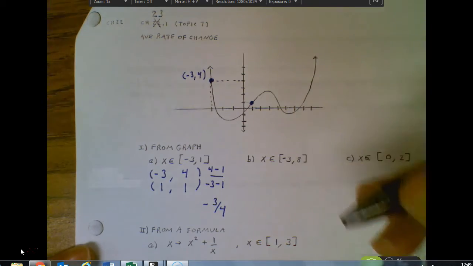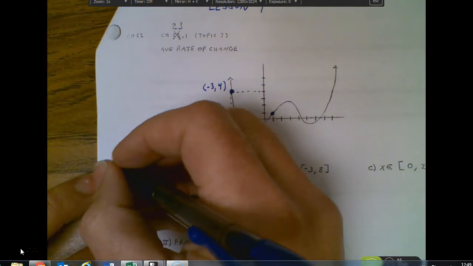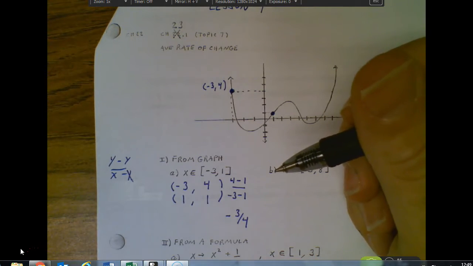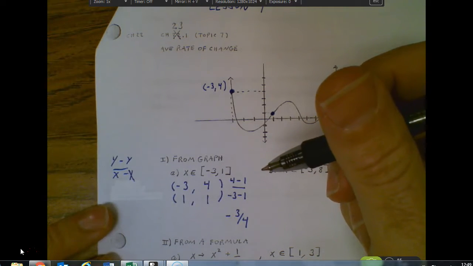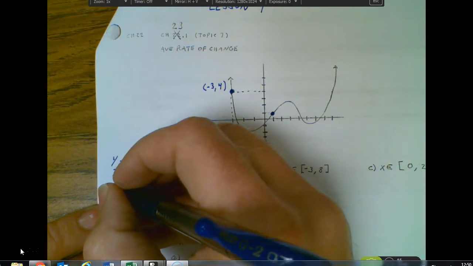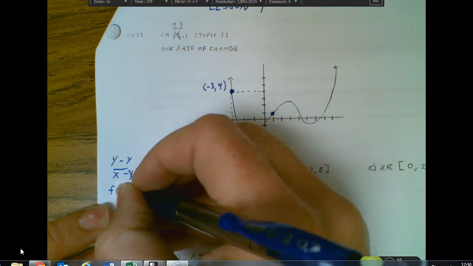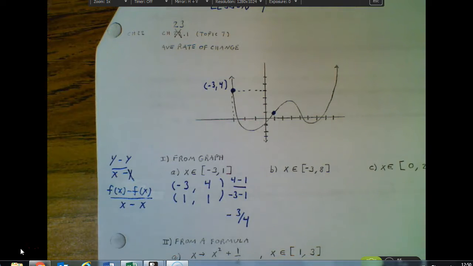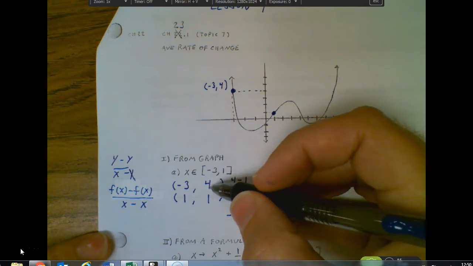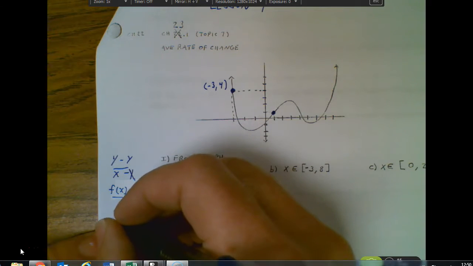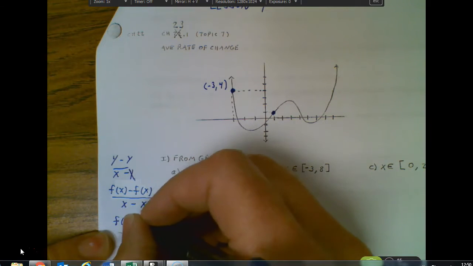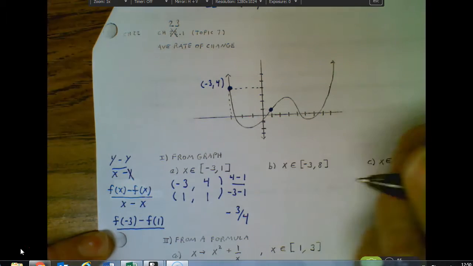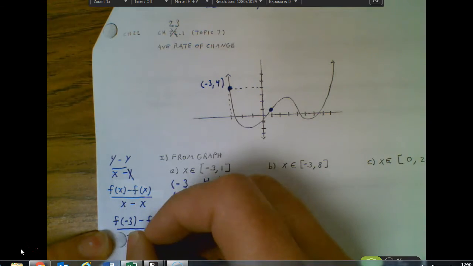One thing to keep in mind is, in general, when we use our slope formula, we typically see it as y minus y over x minus x. But keep in mind that in a function, we often don't see y written. We see it instead as f of x. And so really, the way that we're going to have to get used to seeing this is f of x minus f of x, which is the same thing as having y minus y over x minus x. And so what we just did was, for the first one, I plugged in -3 and came out with 4. And so we said f of -3 minus f of 1 over x minus x, which is -3 minus 1.